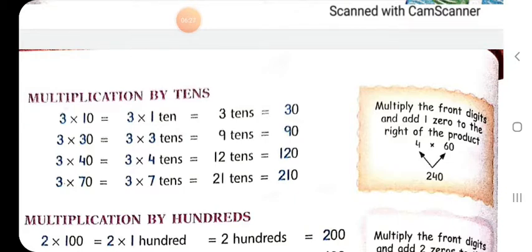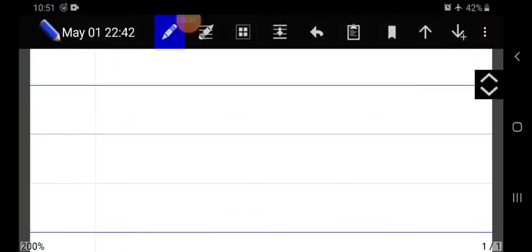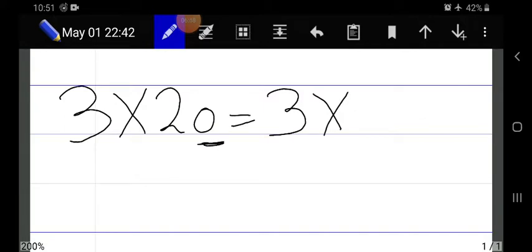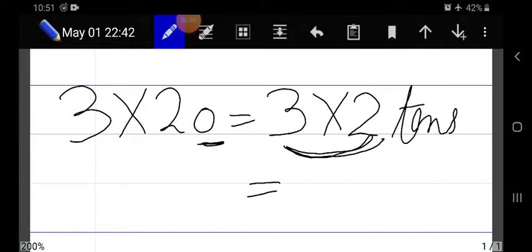In a simple way I'm going to show you. Suppose you have to multiply 3 by 20. 3 is here, and in the ten we have a single zero, so this is 2 tens. And if you multiply this 2 by 3, the answer is 6 tens.